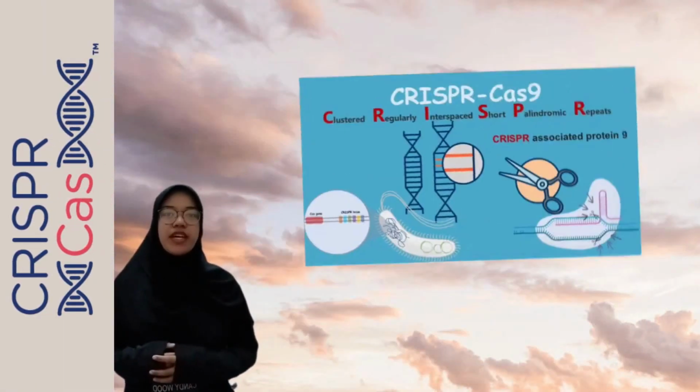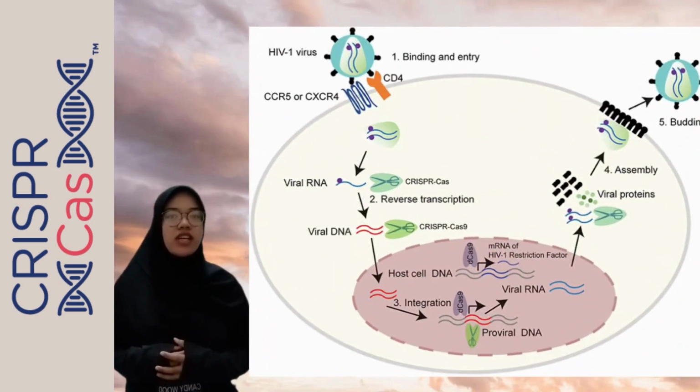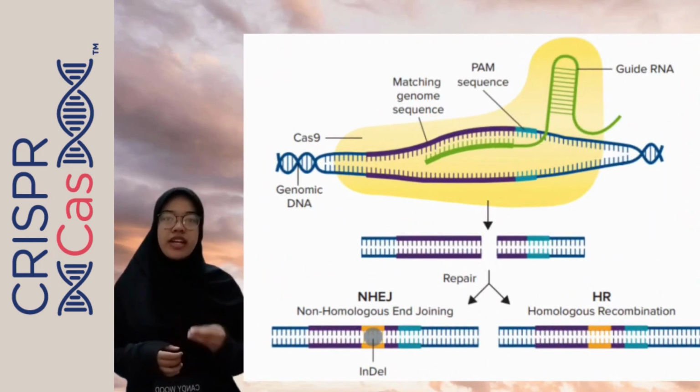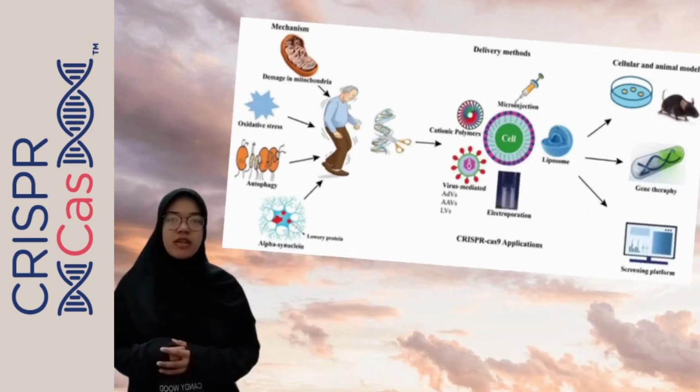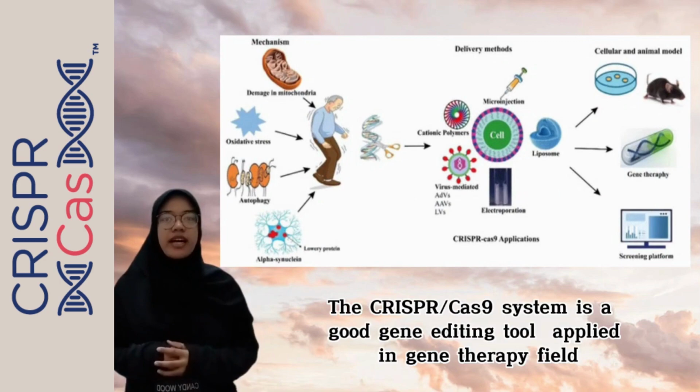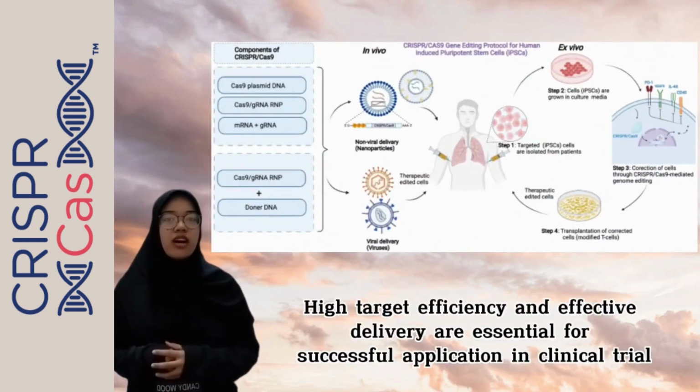In conclusion, CRISPR-Cas9 is more convenient and has an efficient design of the target site. It can be used not only in HIV/AIDS therapy but in every research field. We just need to change the RNA for different target DNA to find the most effective site. The CRISPR-Cas9 system is a good gene editing tool applied in the gene therapy field. However, high target efficiency and effective delivery are essential for successful application in clinical trials.